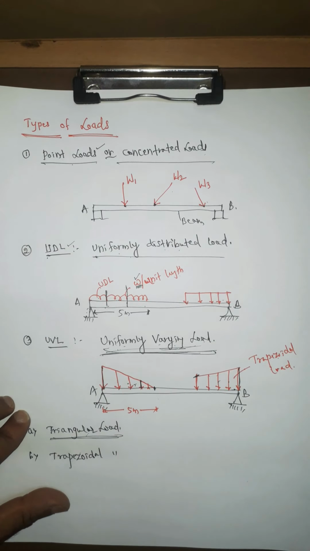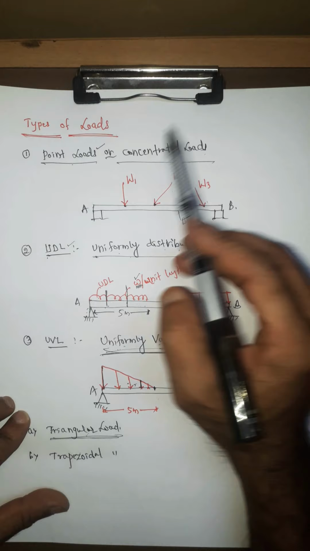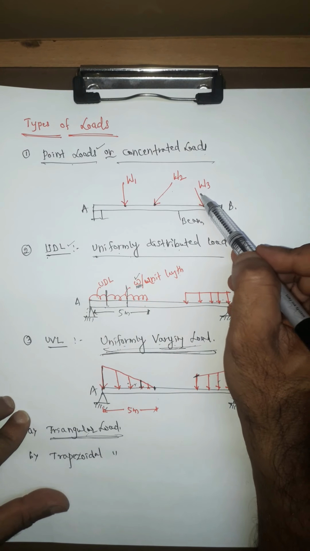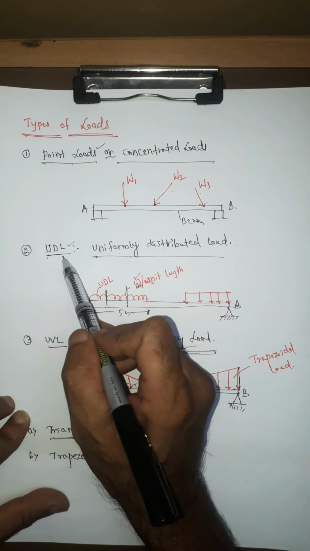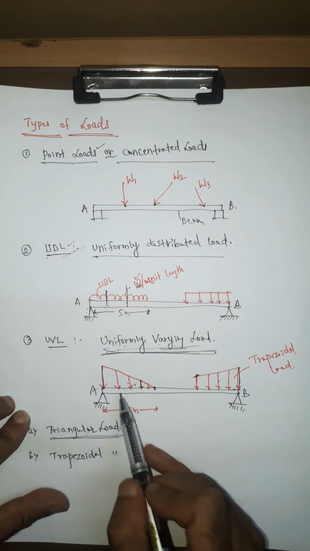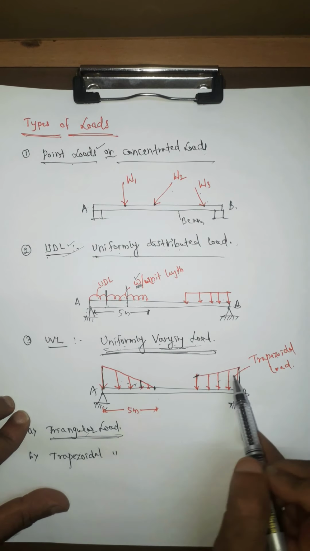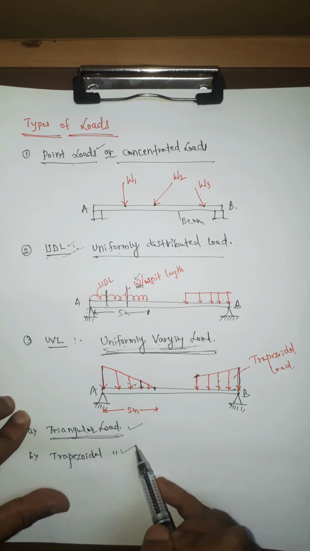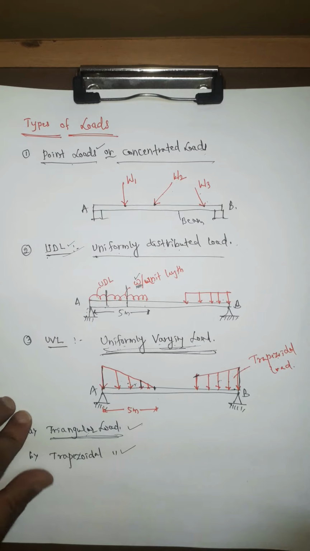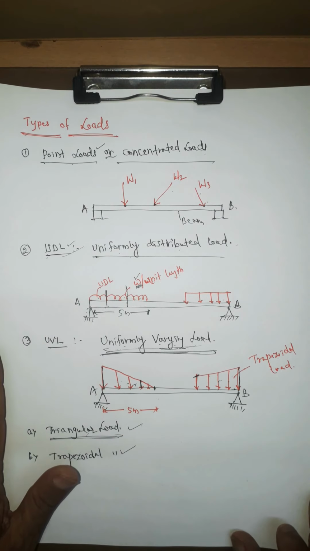So basically we are using three types of loads. One is point loads or concentrated loads. Second is uniformly distributed load, that is UDL. And third one is UVL, uniformly varying load. In uniformly varying load, we have two types, that is triangular load and trapezoidal load. These are the types of loads.